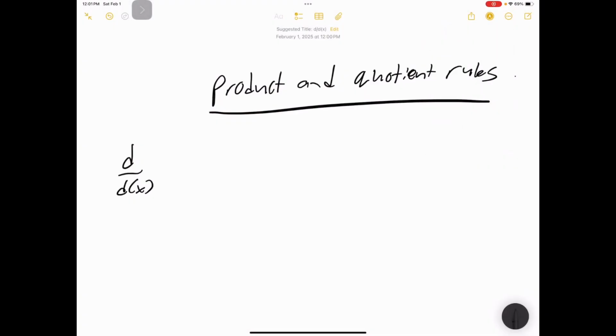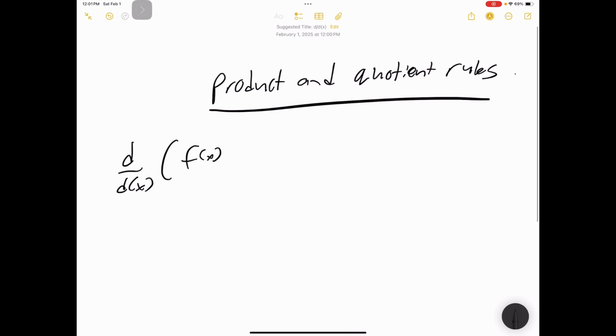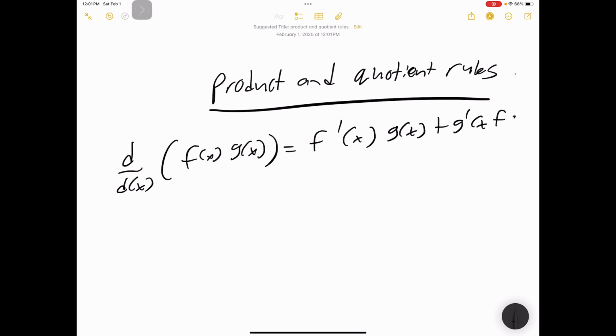Let's learn about product and quotient rules. So let's say we have two functions, f of x and g of x. Well, the derivative of the product of those functions is going to be f prime of x, g of x, plus g prime of x, f of x.